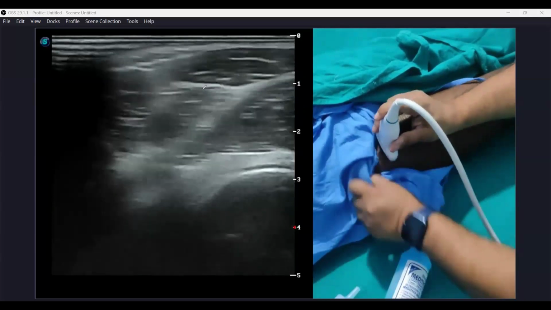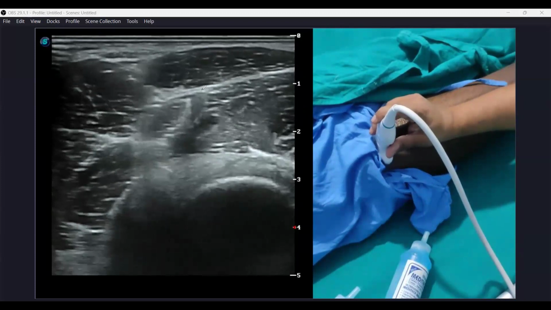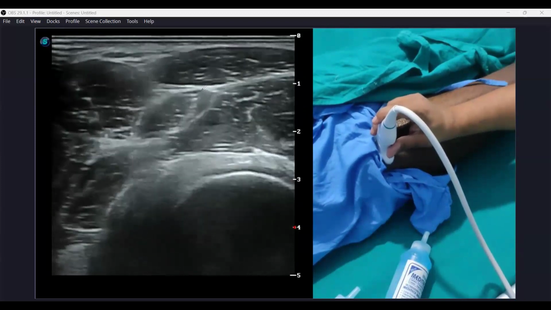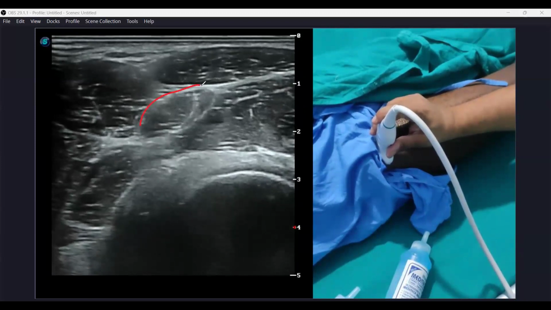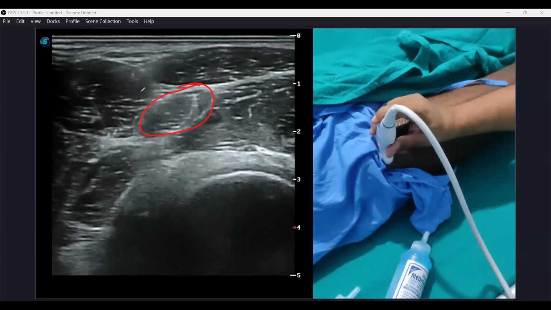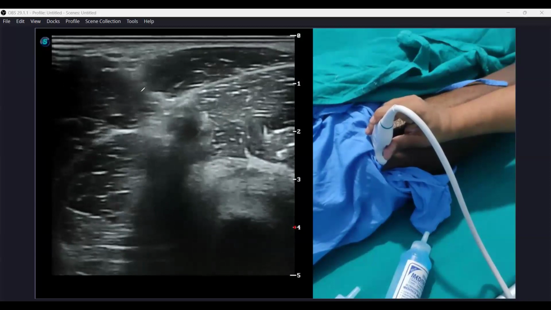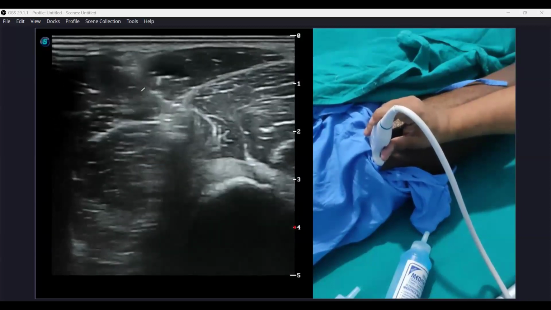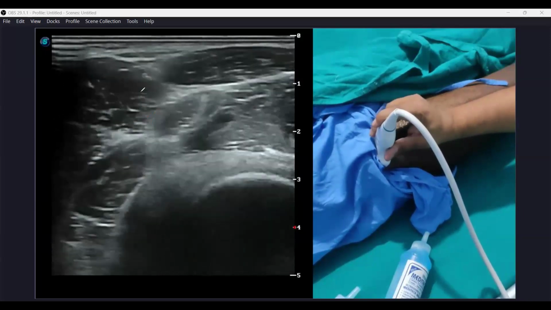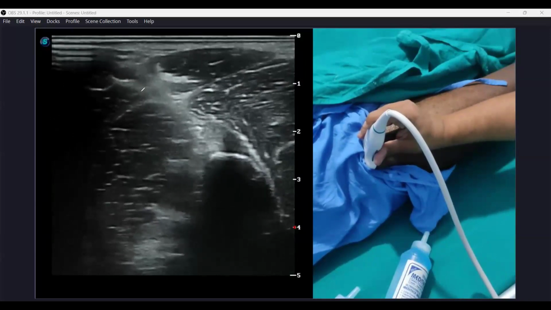Now, from this area, I am moving up to show you the rectus femoris muscle. Just follow the rectus femoris muscle. I am moving the probe up, and you see this rectus femoris muscle is attaching to a bony part. Up to this portion you can see the rectus femoris, but above that you can see only a bony part.